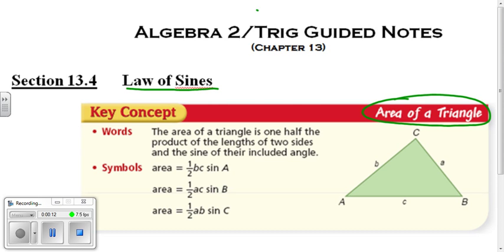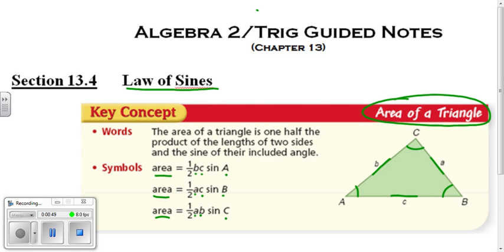When we are given a triangle with angles A, B, and C, remember angles are the capital letters, and the side lengths little a, little b, and little c, we can determine that the area is one of three things. All three of these values will be the same. Either area is 1/2 bc times sine A, area is 1/2 ac times sine B, or area is 1/2 ab times sine C.